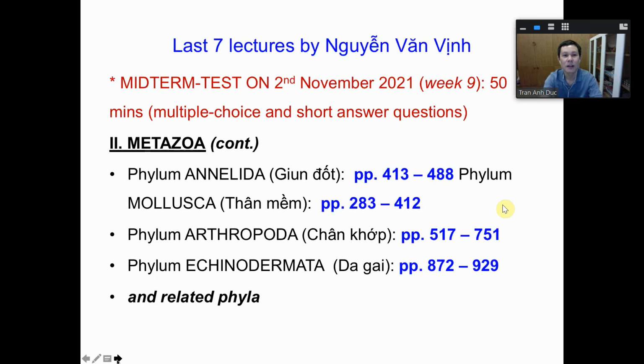After that, and remember, after I finish my part on week 9, we will have the midterm test. Is it clear? Now, it depends at that time whether we can go to university or not. If not, then we'll have an online midterm test. Is it clear?